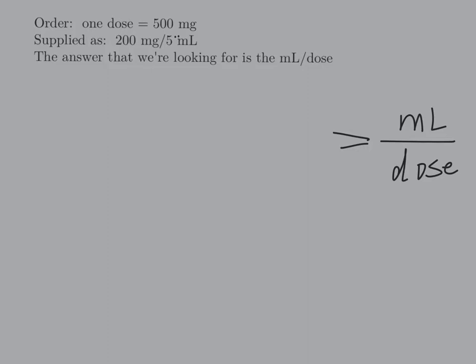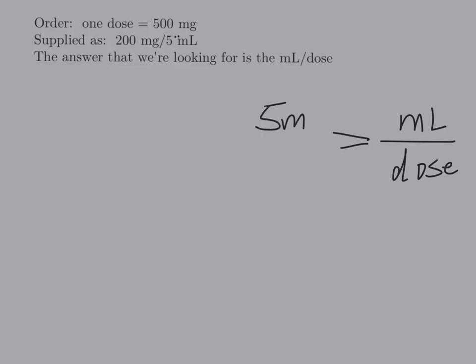I make sure all my mLs are on top, and I make sure somehow that that dose part is on the bottom, and then anything else that's in the problem, like these milligrams, are going to cancel out. And then I'll just go ahead and do the math. And as long as I do my computation correctly, I'm pretty much assured I'm going to get the right answer. So, okay, I want mLs on the top. The only mLs I have in this problem is the 5 mLs that are in that supplied as, the 200 milligrams to 5 mLs. So let's start there.